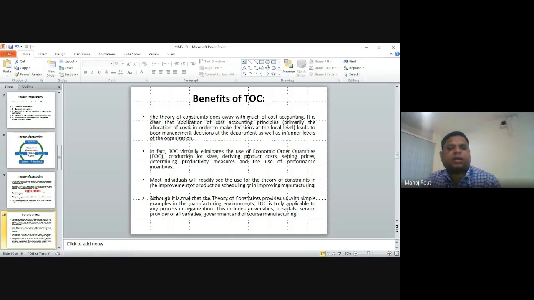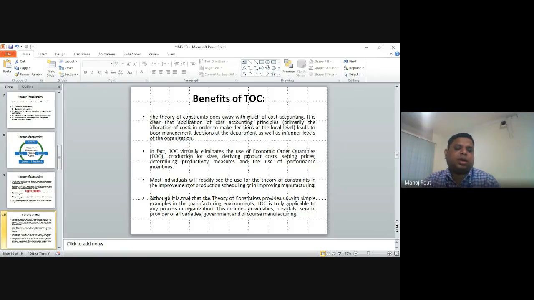The next is, in fact, that TOC virtually eliminates the use of economic order quantities, production lot size, delivery product cost, setting price, determining productivity measures, and the use of performance incentives. It just eliminates this part. The next is most individuals will readily see the use of the theory of constraints in the improvement of production schedules, or you can say in improving the manufacturing process.